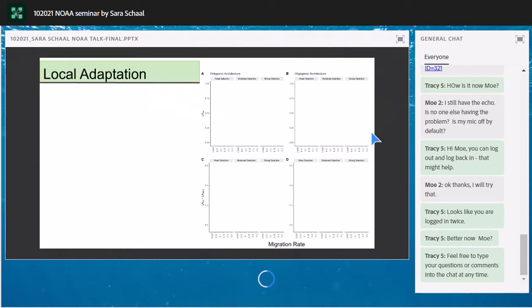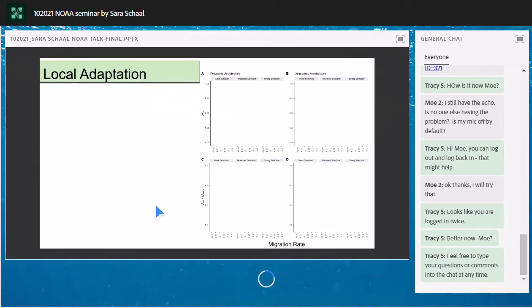And on this top panel, the 2 rows are actually going to show the same data in 2 different ways. The top graph will show how much local adaptation occurred in my inversion simulations. And the bottom graph shows how much local adaptation occurred in the inversion simulations, but then subtracted from a no inversion control.